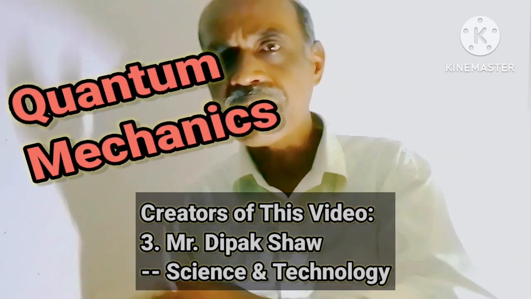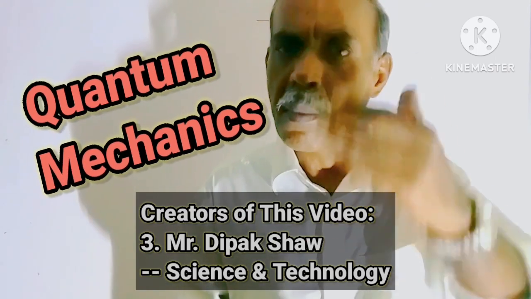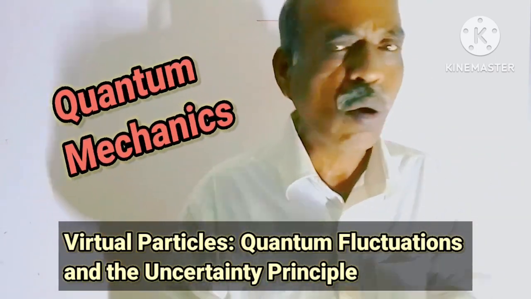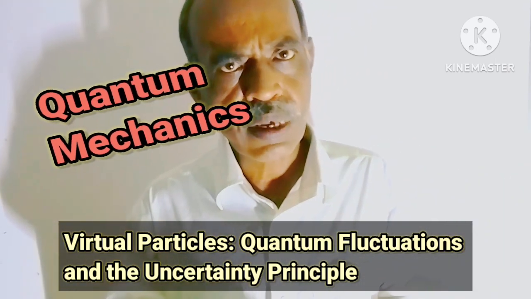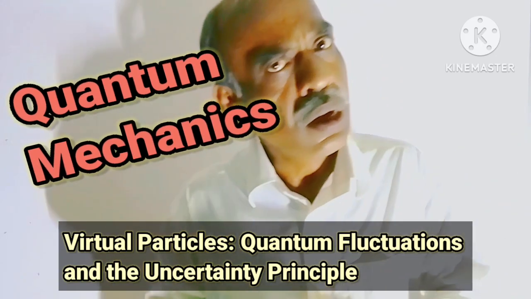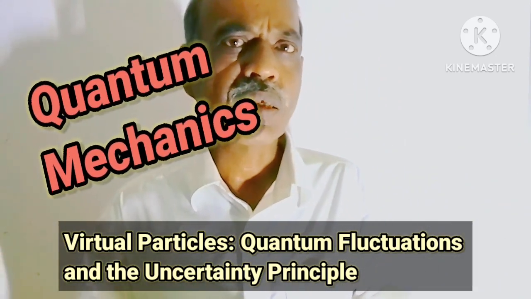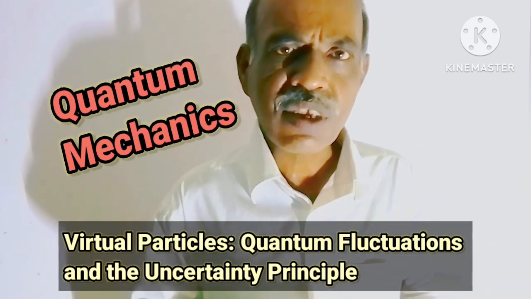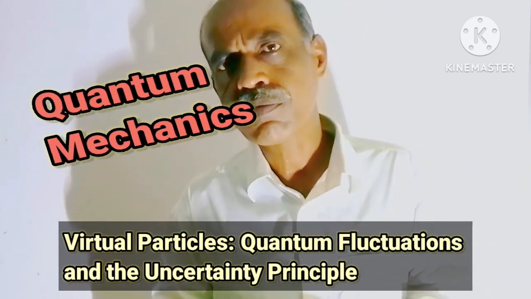Then W and Z bosons are there. These are virtual particles, responsible for the weak nuclear force. In the case of beta decay, or in the case of neutrino interactions, there you will find the existence of W and Z bosons.